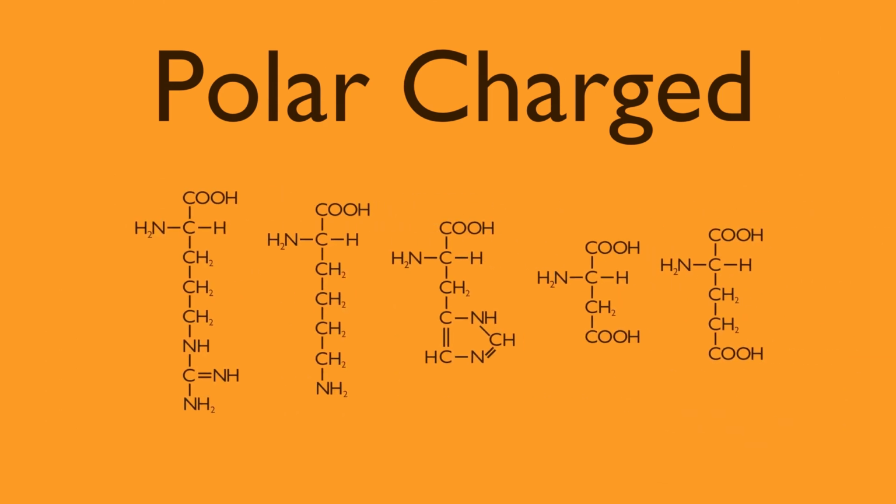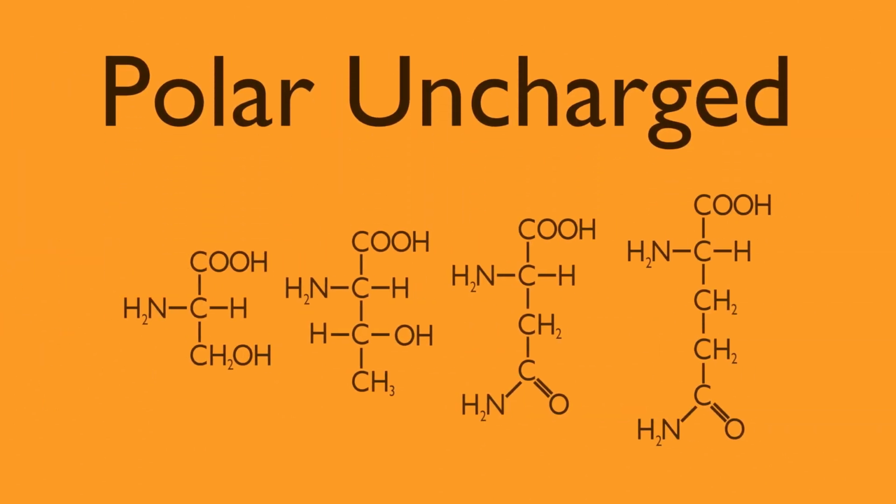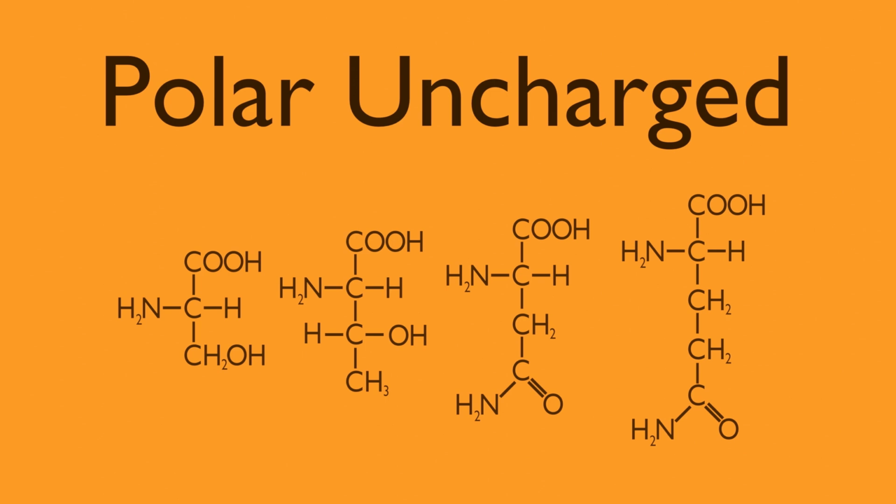These are repelled by water and contain a benzene ring, and include tryptophan, tyrosine, and phenylalanine. Polar charged. These are amino acids that have a hydrophilic R group and are charged at neutral pH, and include arginine, lysine, histidine, aspartic acid, and glutamic acid. The polar uncharged. These are amino acids with a hydrophilic R group and are uncharged at neutral pH, and include serine, threonine, glutamine, and asparagine.